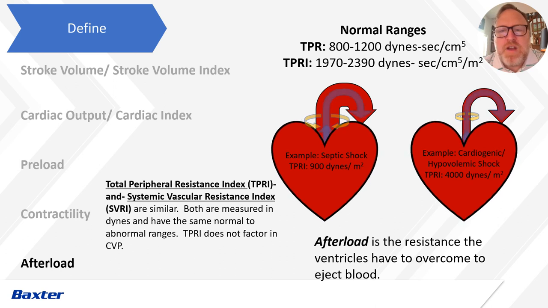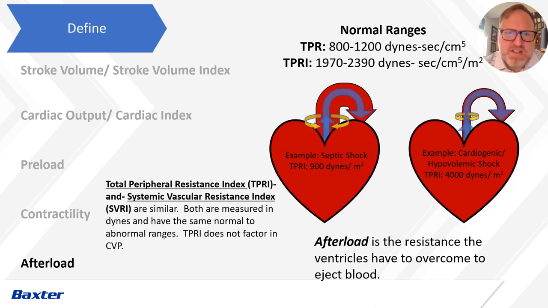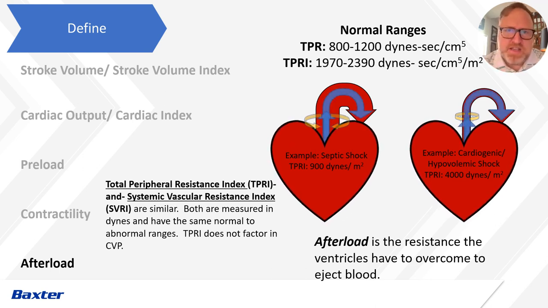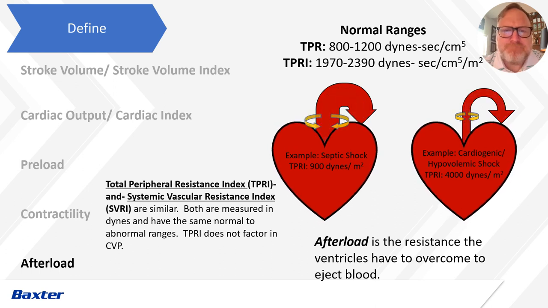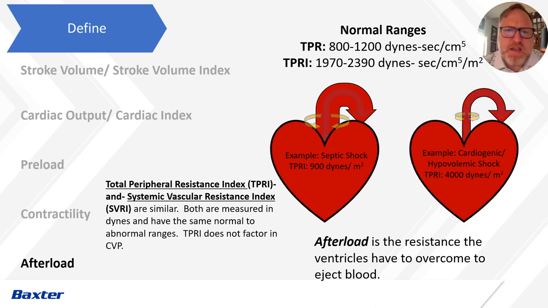Now on the left and the right, I have two examples here. On the left, this would be more like septic shock. That heart's not beating so hot. We don't have a lot of resistance, so there's not a lot of tone in the vasculature. If I took a measurement of TPRI, it would be pretty low, like 900 dynes.